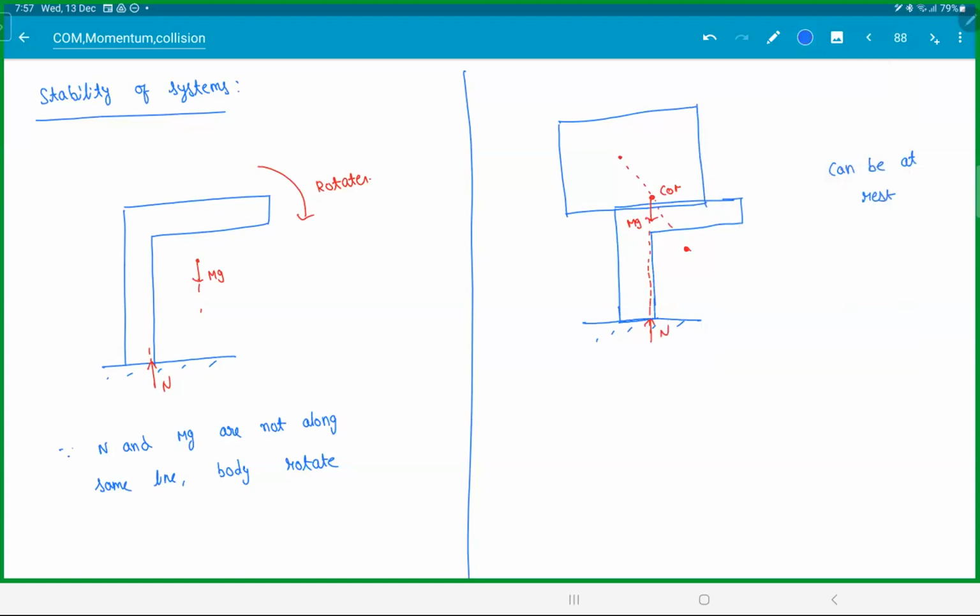So the condition is this. For a system to be stable, the weight vector should pass through the base in contact, or should pass through the area within the base. Pass within the area in contact. So that's the main condition there. As long as it passes within the area in contact, you can keep it in stable equilibrium.